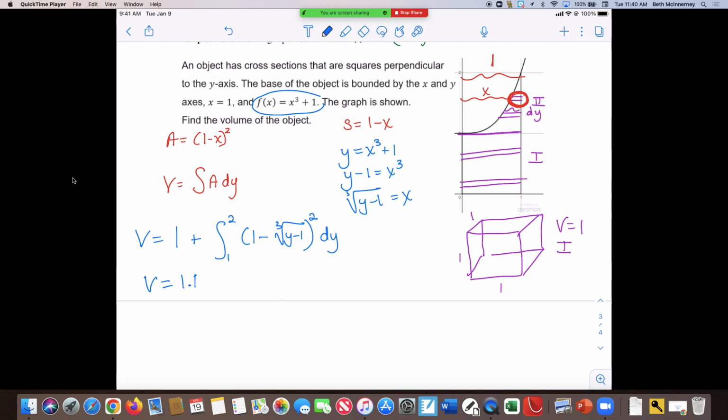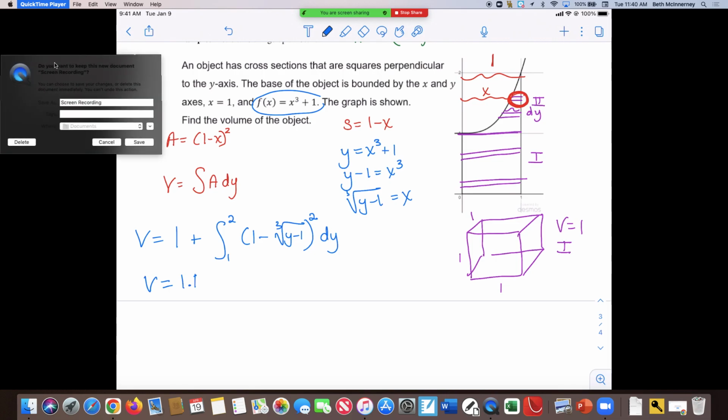All right, so that integral is probably spitting out 0.10000, a whole bunch of zeros. And then don't forget about the cube, so my volume would be 1.1. All right, any questions on that one?